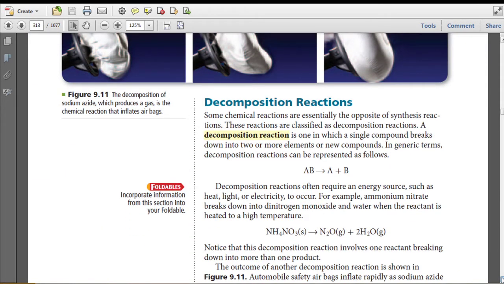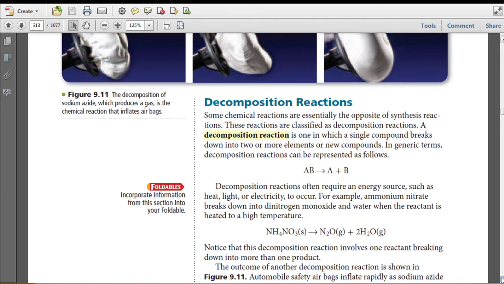Some chemical reactions are essentially the opposite of synthesis reactions. These reactions are classified as decomposition reactions. A decomposition reaction is one in which a single compound breaks down into two or more elements or new compounds. In generic terms, decomposition reactions can be represented as AB yields A plus B.